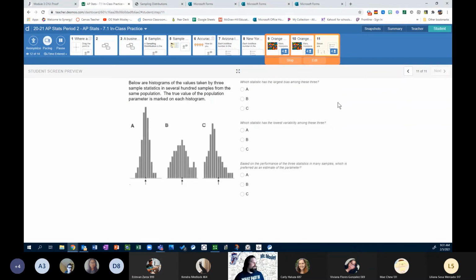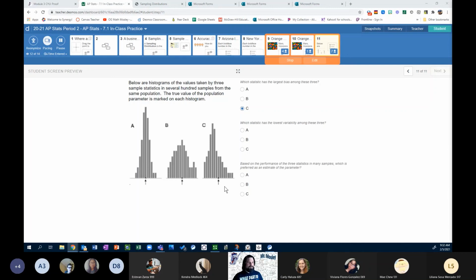All right, our last one, we have histograms of the values taken by 3 sample statistics in several hundred samples from the same population. The true value of the population parameter is marked on each histogram. So the small arrow at the bottom is showing what the true value of the parameter is supposed to be. So which statistic has the largest bias among these 3? That would be histogram C. This is because it is obvious that the center of histogram C is not where the true value of the parameter is. So it's showing bias.